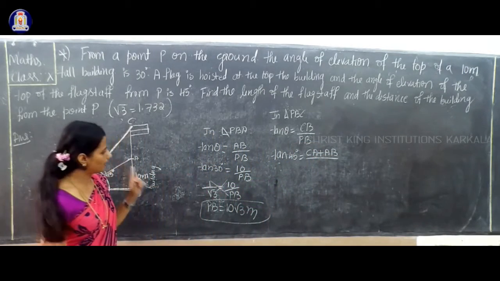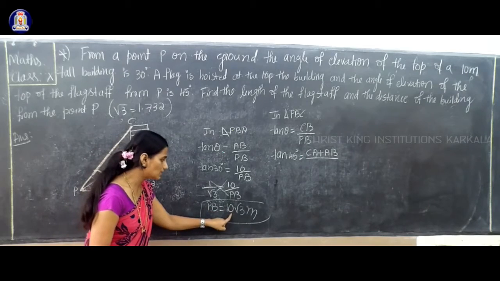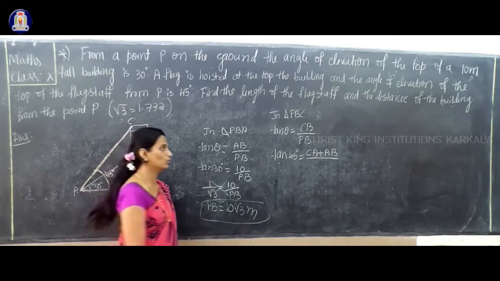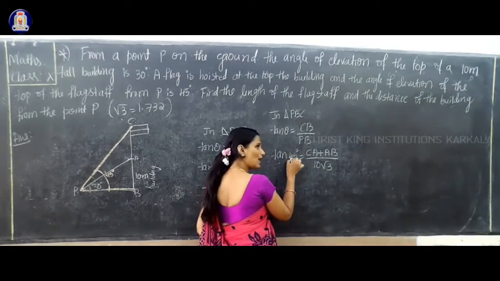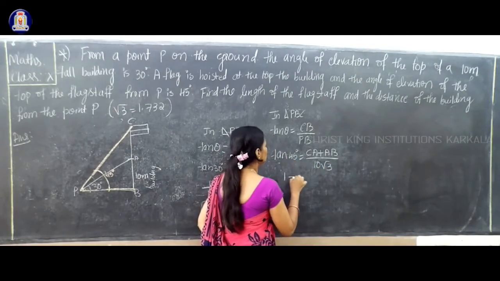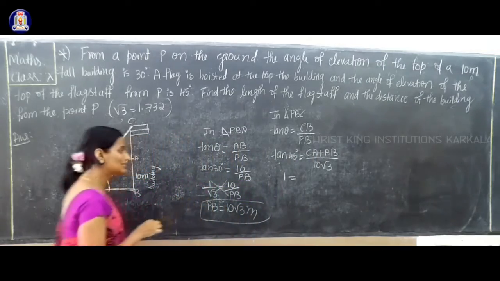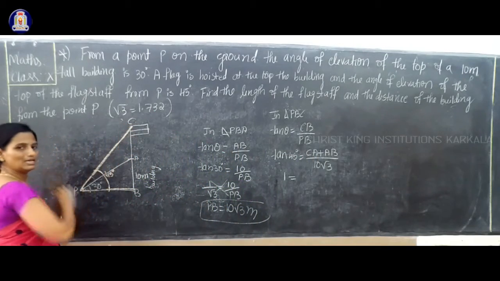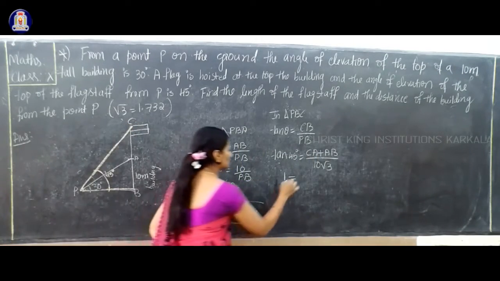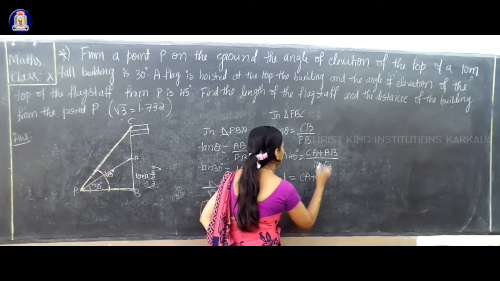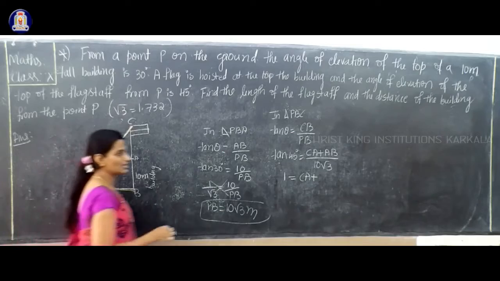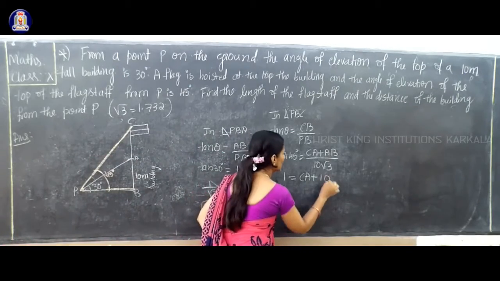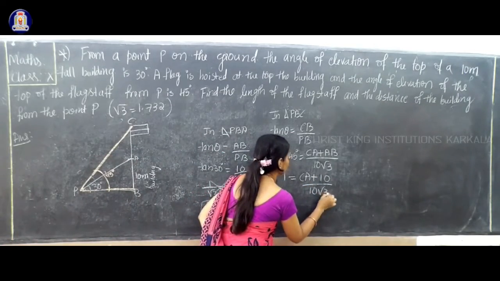So whether we got PB? Yes. PB is equal to 10 root 3. Substitute 10 root 3. What is the tan 45? 1 is equal to CA. Is CA given? CA is not given. So CA as it is. What is the AB? AB from the figure is 10, divided by 10 root 3.